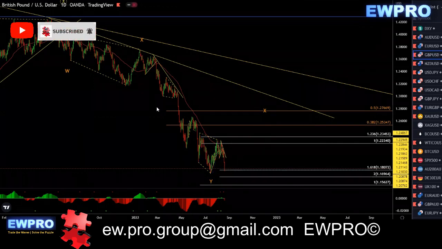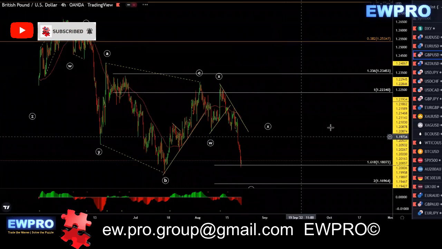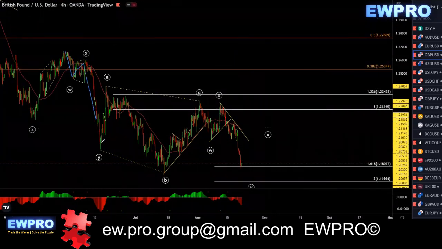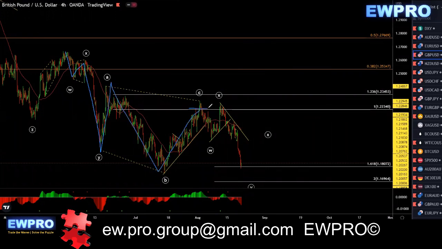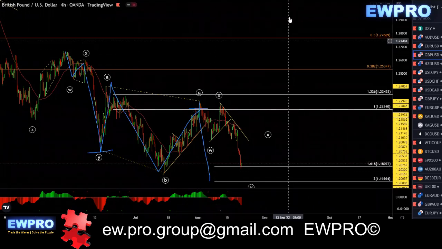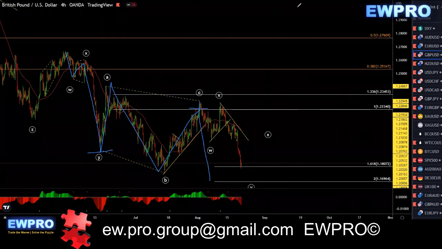We go down to the H4, we'll see this correction in here, what I was looking at. So we got that WXY, A, B, C. We got up to that 100 fib, and we're looking for it to go and break the low, at least to break that low. And it's already broken that low, and now hopefully it goes and breaks this low here.